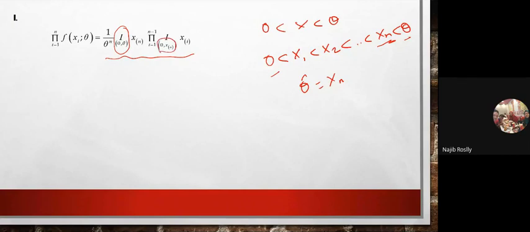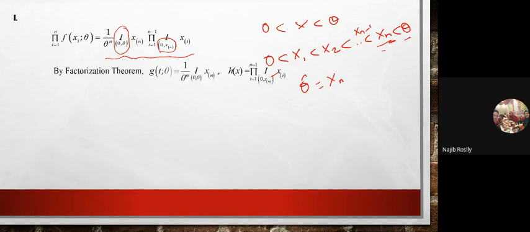So the indicator of xi, your product is i equals 1 up to n minus 1. That means you have x1, x2, up to xn minus 1. So that's why your range is 0 up to xn, because before here you have xn minus 1. Okay, so this is your joint PDF.